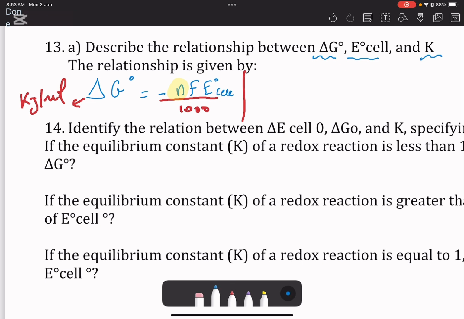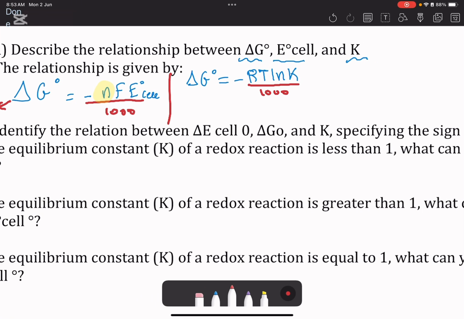Now, there's another formula for delta G, which links R with K, the equilibrium constant of a reaction. So minus RT ln K. Again, if you are using this formula in calculations, you must not forget to divide by 1000 so that you can get delta G in kilojoules. Now, R is a constant given to you, and T is the temperature at which the question is solved. Most probably in the standard cases, it would be at 273 Kelvin.